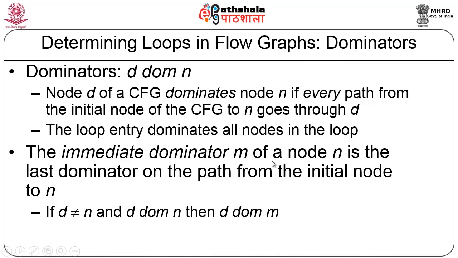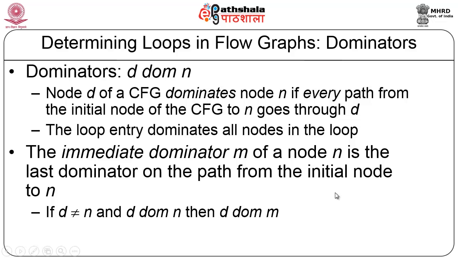The immediate dominator M of a node N is the last dominator on the path from the initial node to N. If D is not equal to N and if D dominates N, then D dominates M also. So it is going to be transitive. If M dominates N, and you already know D dominates N, then D dominates M also.